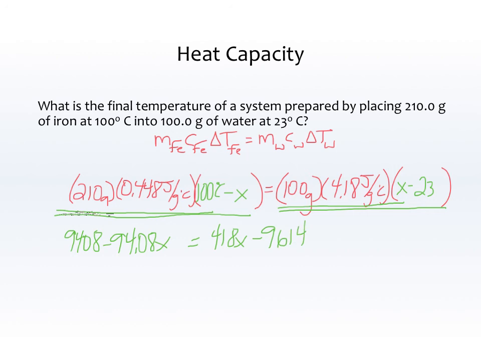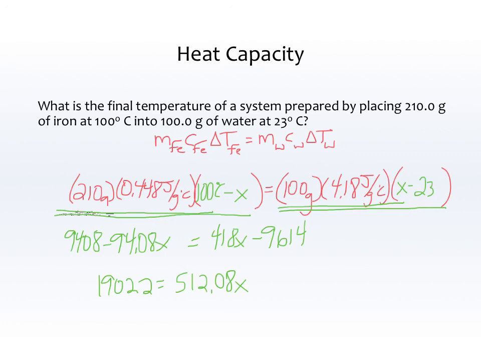Then we can combine like terms: add 9614 to both sides, add 94.08x to both sides, and you'll end up with 19022 equals 512.08x. Please check my math. Make sure that what I'm doing matches what you're doing and you get where my numbers come from and that my numbers aren't totally off base.